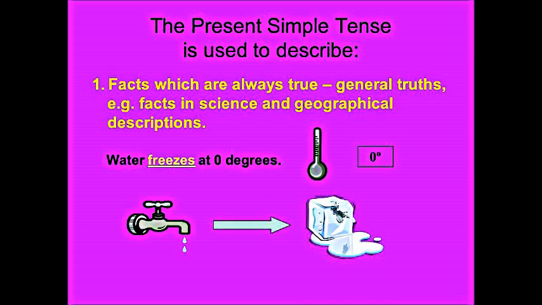Now we are going to see the different uses of this present simple tense. First, we can use this present simple tense for facts which are always true, general truths of nature. For example, water freezes at 0 degrees.